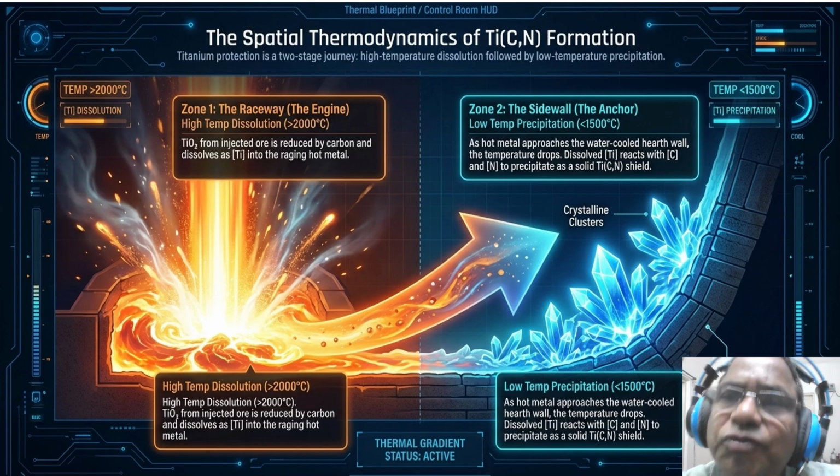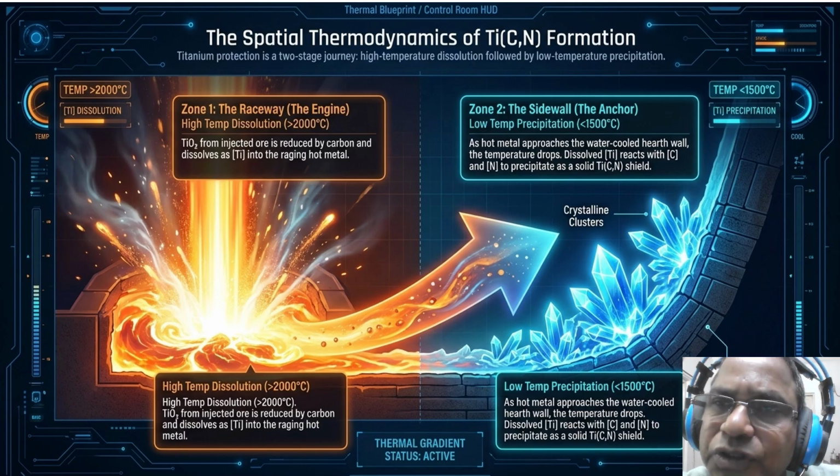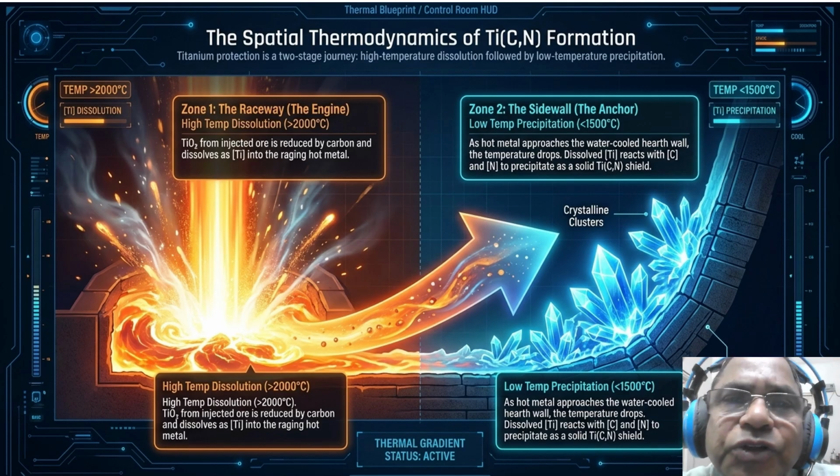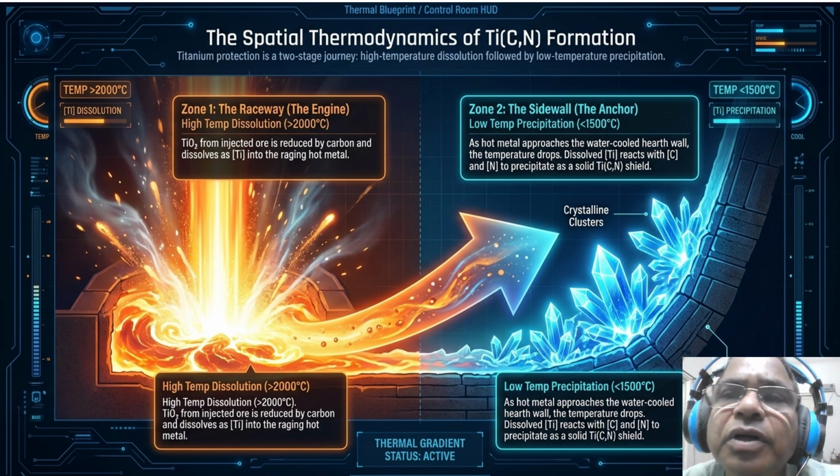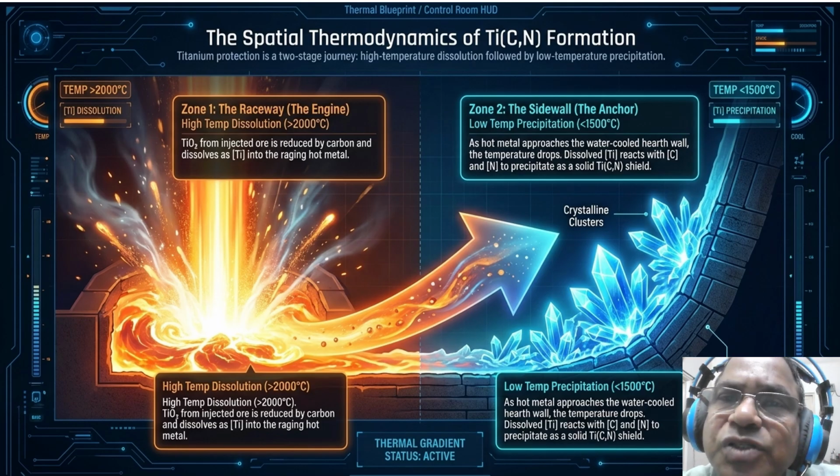The so-what factor: if your raceway adiabatic flame temperature is too low, you would not get proper dissolution. If your cooling is too weak, you would not get precipitation. We are balancing a thermal blueprint to ensure transport and deposition. But thermodynamics only work if the chemistry dashboard is dialed in perfectly.